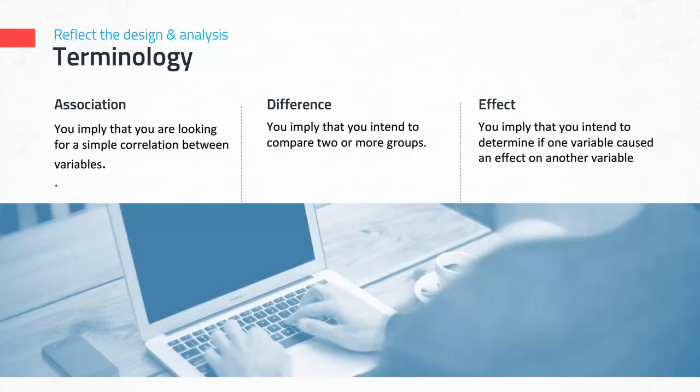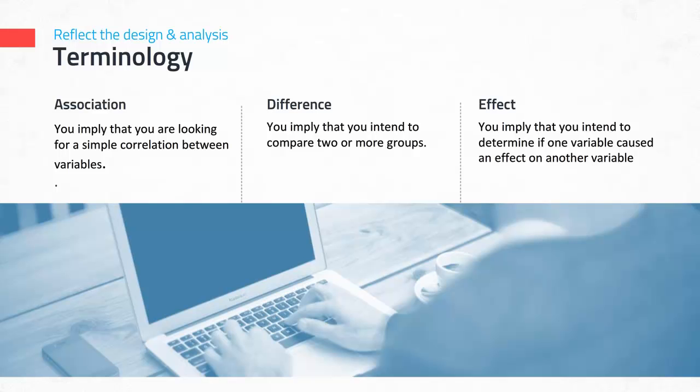Let's look at another term, difference. If you use the word difference, is there a difference between students' math achievement based on the type of math instruction they receive? You imply that you plan to do some type of group comparison study. So for example, a causal comparative study, a true experimental study, a quasi-experimental study, or a pre-experimental study. So difference implies group comparison.